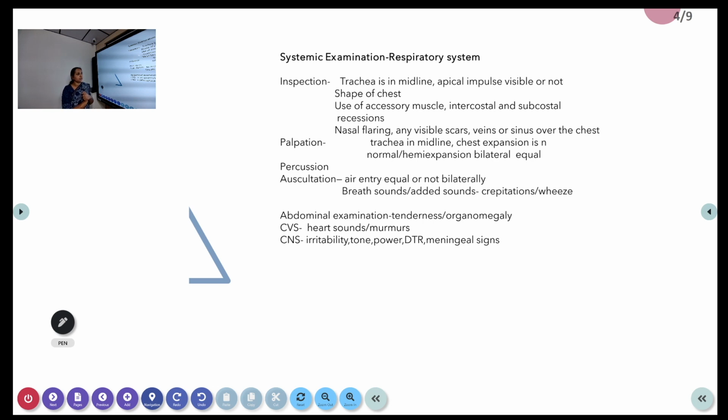Then the auscultation: bilaterally air entry, whether it is equal or whether the air entry is reduced on any side. Then look at the breath sounds, normal vesicular breath sounds, and sometimes you might get bronchial breathing over the trachea. Since the trachea is shifted slightly to the right, you may get bronchial breathing in the right infraclavicular region also, which is normal. Then you look for the added sounds, that is the wheeze and the crepitations. Wheeze or rhonchi and crepitations you look.